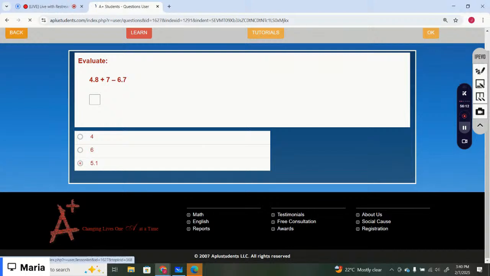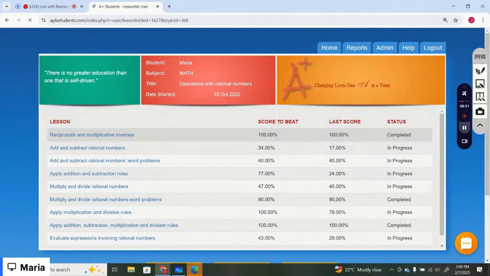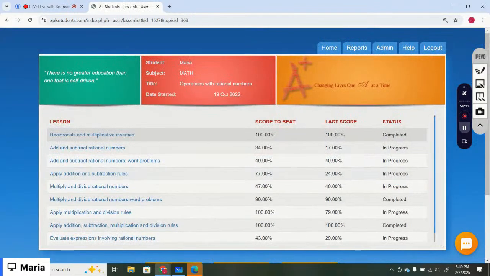Okay, you can complete the lesson by yourself later today. So we were working on grade 8 math. The chapter we're working on is operations with rational numbers. The lessons we have covered today are apply multiplication and division rules, then apply addition, subtraction, multiplication, and division rules, evaluate expressions involving rational numbers.